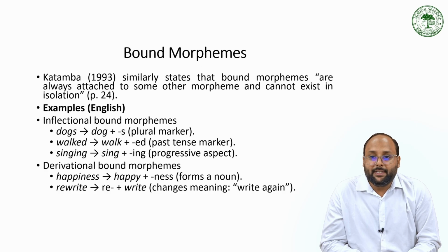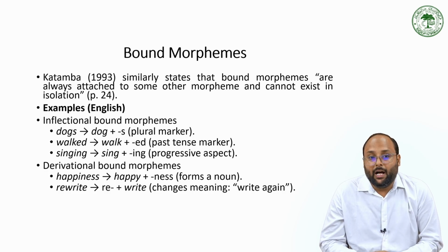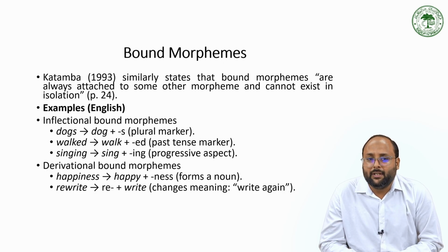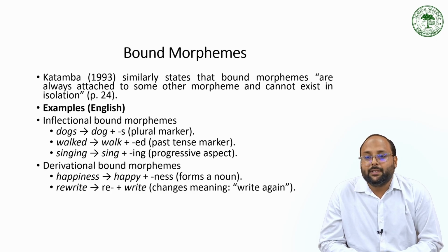Katamba similarly states that bond morphemes are always attached to some other morpheme and cannot exist in isolation. For example, the inflectional bond morphemes in English like -s, -ed, -ing all occur with root words like dog, walk, or sing. If they occur independently, they do not give any meaning. In the same way, we have derivational bond morphemes like -ness or re-. The word happy becomes happiness, or in the word write, when you add the prefix re-, it becomes rewrite. So these are derivational bond morphemes.